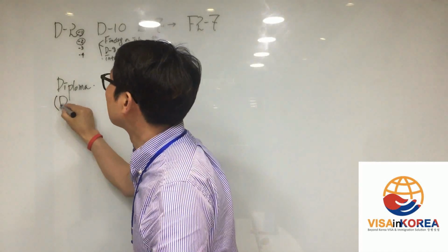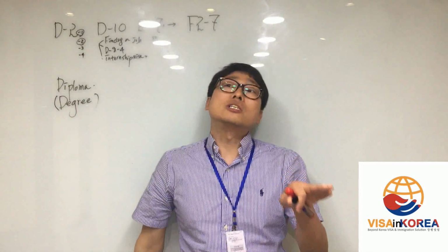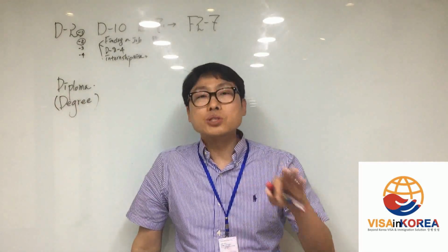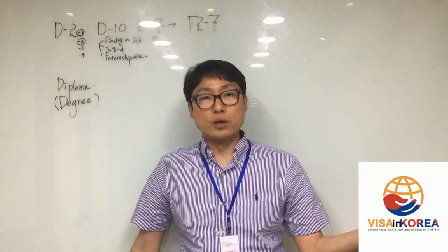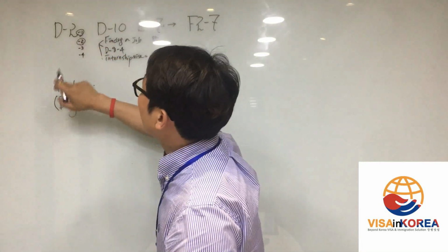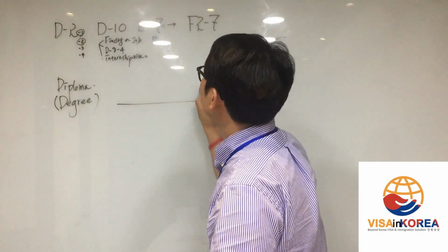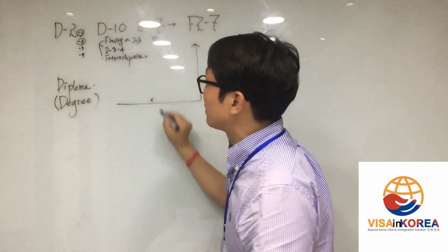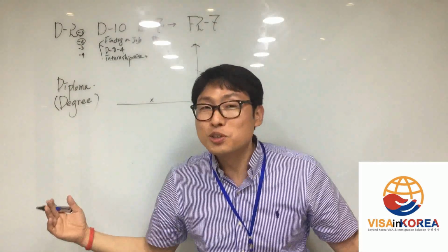So the important thing is, graduation is important, but the most important thing is whether you have acquired your degree or not. This is the most important thing. So D2-1 and D2-2 cannot go to F7 directly. Why? There's a rule like this.